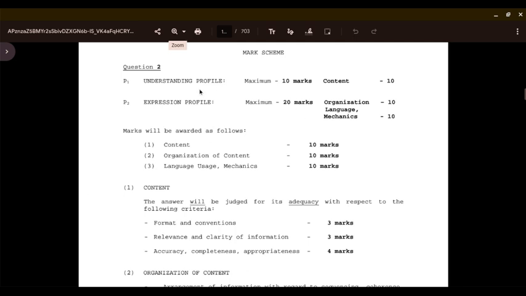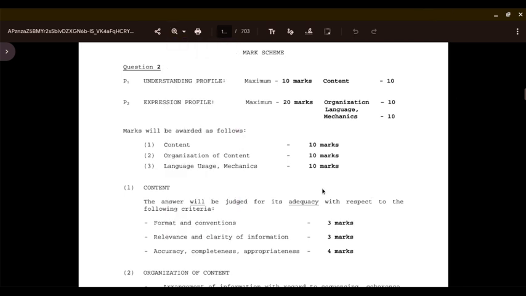So we have both the understanding and the expression profile. Again, it's 10 for understanding and 20 for expression. Right? As you see, again, content is under understanding, 10. And for organization, language, and mechanics, that's 10 each. Well, 10 organization, 10 language slash mechanics to give you 20 under the expression profile. All right. So I think you're seeing a trend already with these questions.